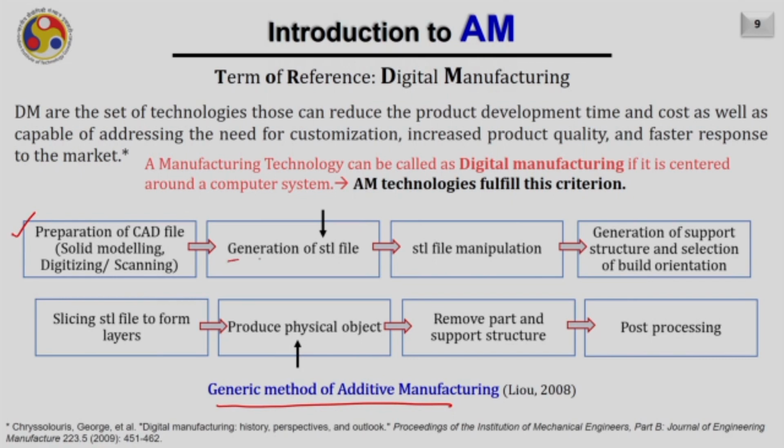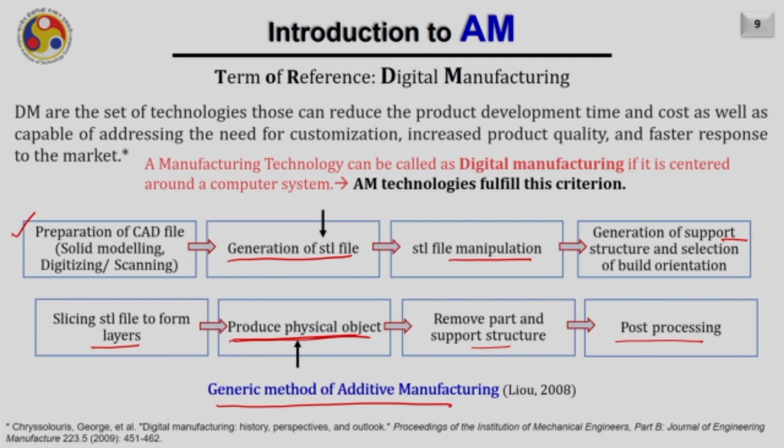Then we will generate the STL file. If required, we will manipulate this STL file, like we will rotate it, move it appropriately, and then we generate the support structures. Then we do the slicing of the object, and then we produce the physical part by adding the layers, and hence remove the support and do the post processing.